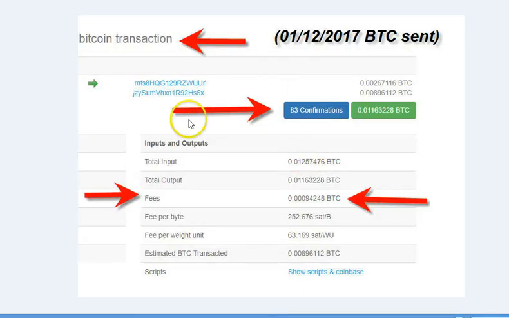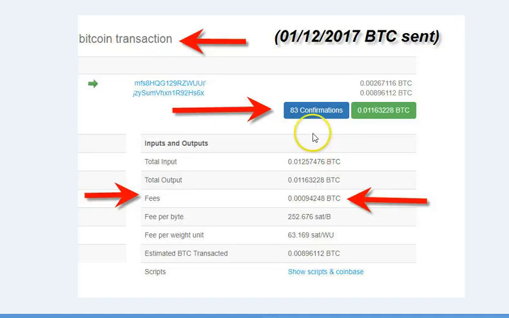This is Bitcoin transaction information, and this transaction happened on January the 12th, 2017. That's over a year ago now. And this is Bitcoin. See, it says right here 83 confirmations, and these confirmations are done by the miners. The miners are composed of machines, hardware, and software located in different parts of the world.